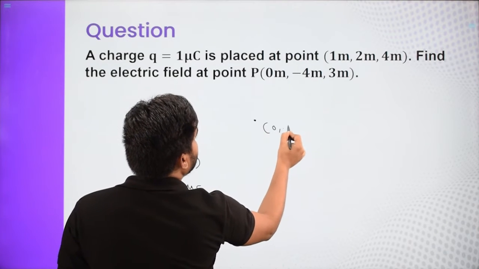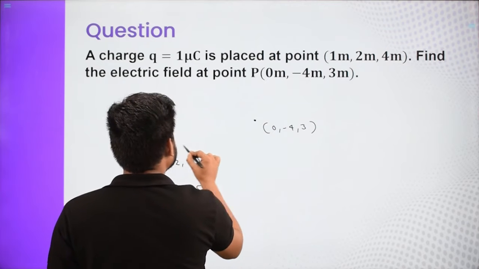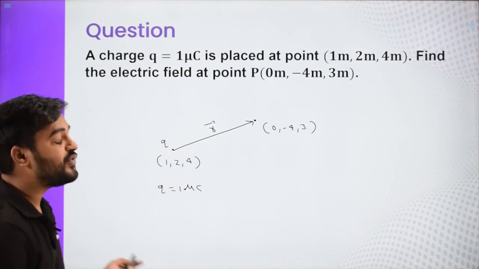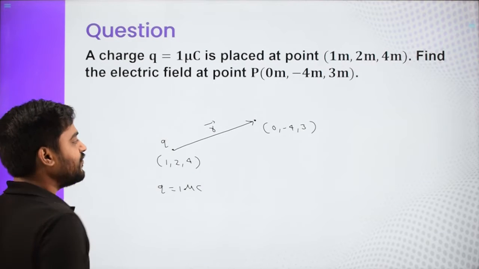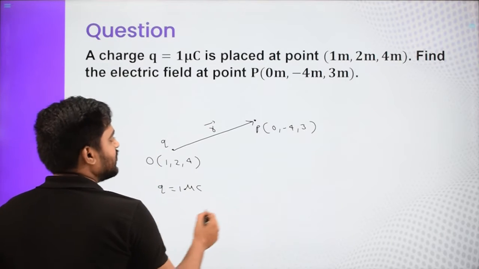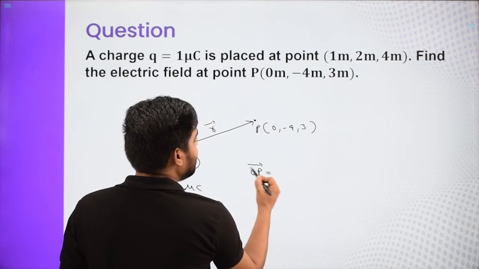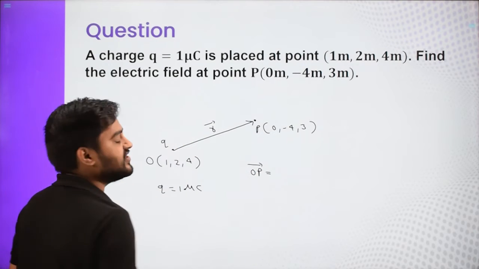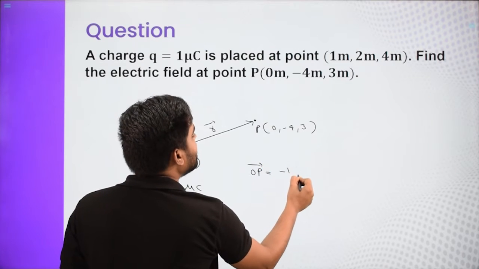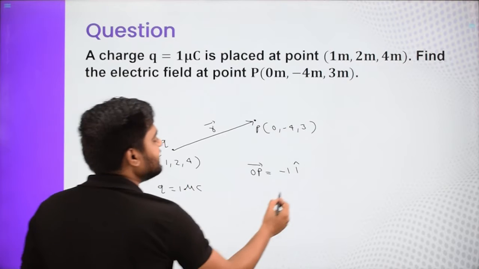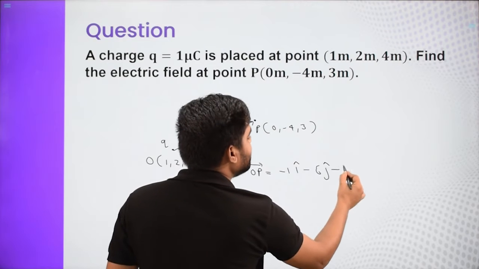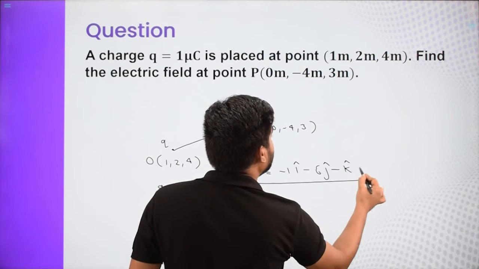So P is 0, minus 4, 3. So this is my R vector, and I need both: I need magnitude of R vector, I need R cap. So first I am finding this R vector. How do you find the position vector of P? Let us call it A. So my OP vector is nothing but position vector of P minus position vector of O. So I am going to do 0 minus 1, that is minus 1 I cap, minus 4 minus 2, that is minus 6 J cap, 3 minus 4, that is minus 1 K cap. So this is my R vector.